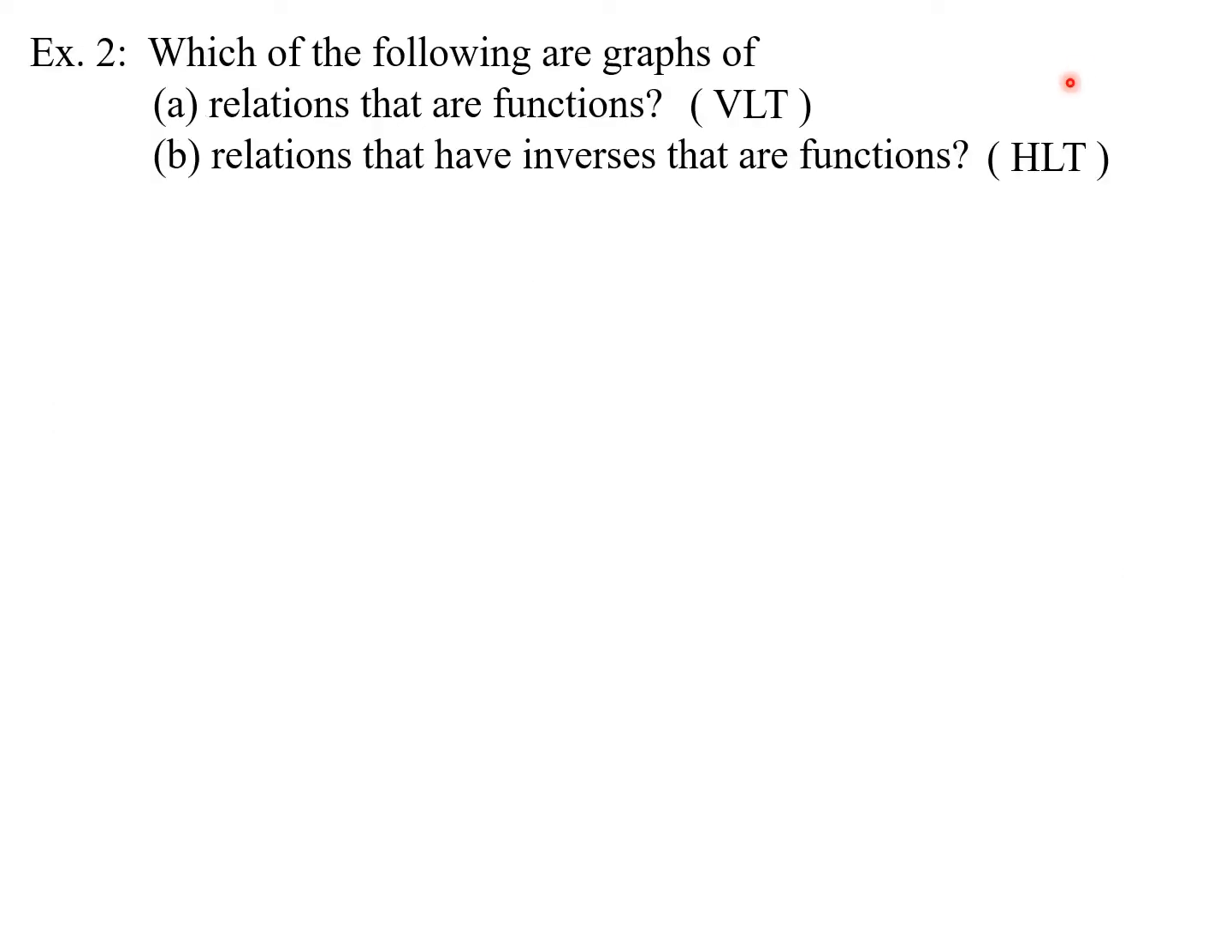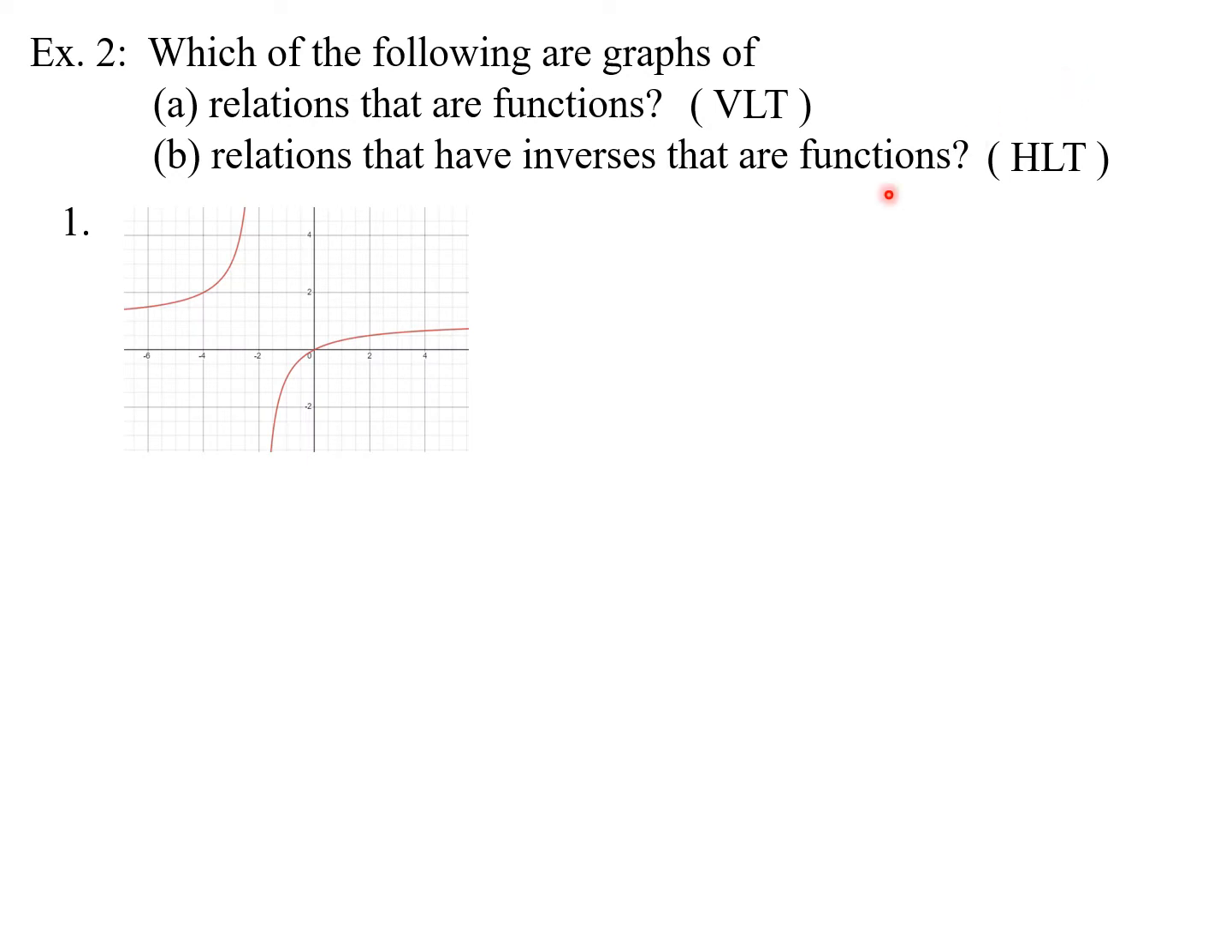Let's do an example. So let's take this graph right here. Part A, is this relation a function? Well, by the vertical line test, the answer to that would be yes, because each vertical line only intersects the graph once. What about part B? Does this relation have an inverse that is a function? That is, does it pass the horizontal line test? And the answer to that is yes. So this is a function, and its inverse is also a function.